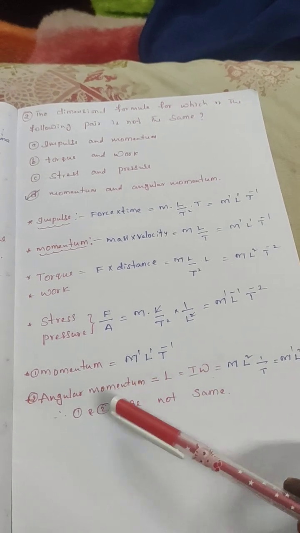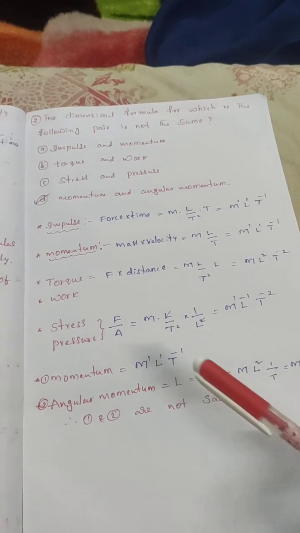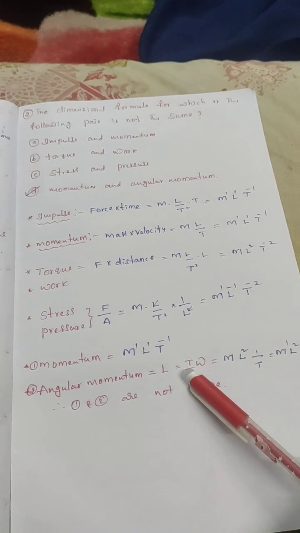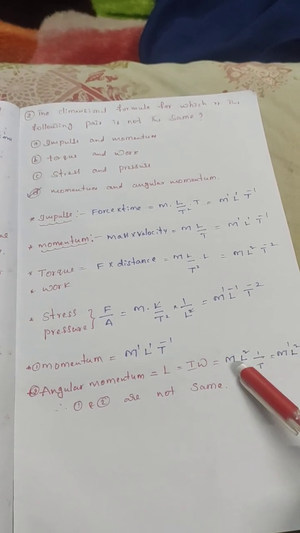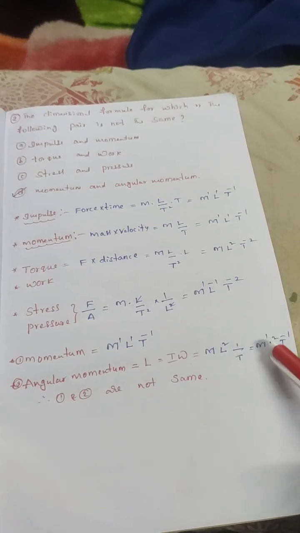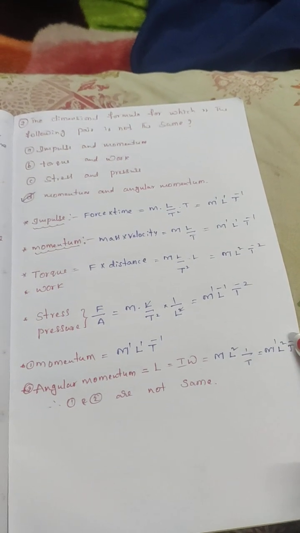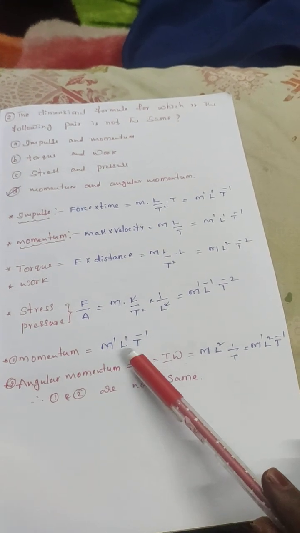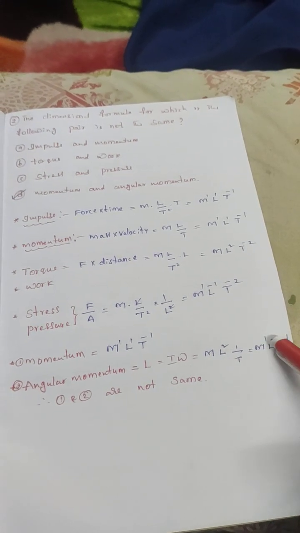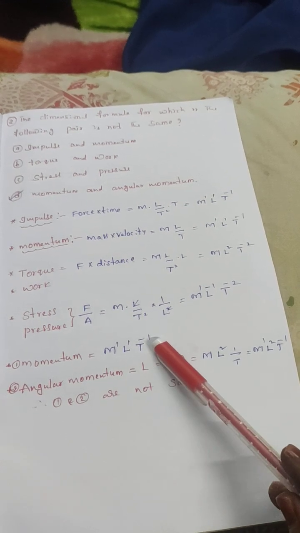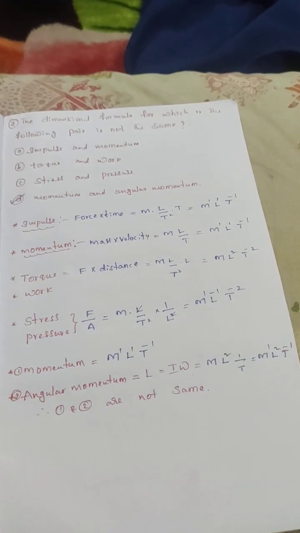Next, angular momentum L is equal to I into omega. I is moment of inertia, M into L square, omega is 1 by T: M power 1, L power 2, T power minus 1. Here L power 1 is there, and there L power 2 is there. These two, the fourth option D, are not the same.